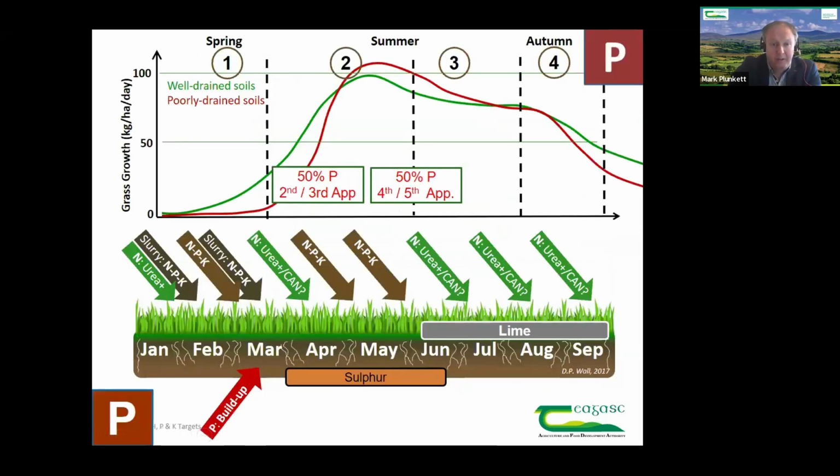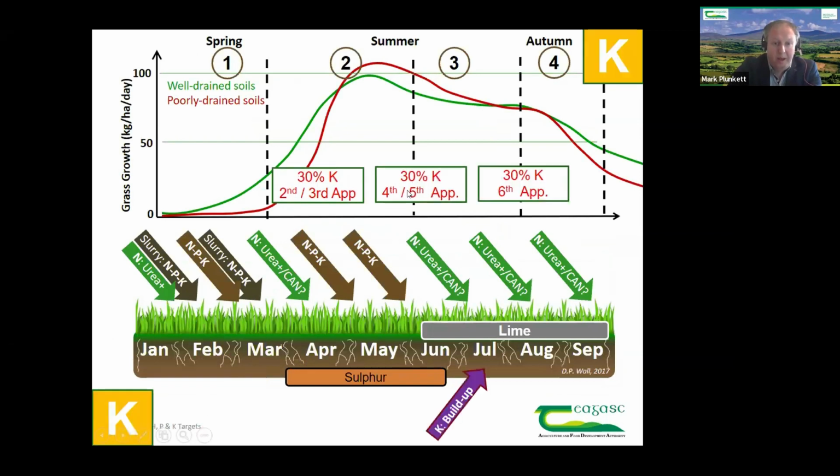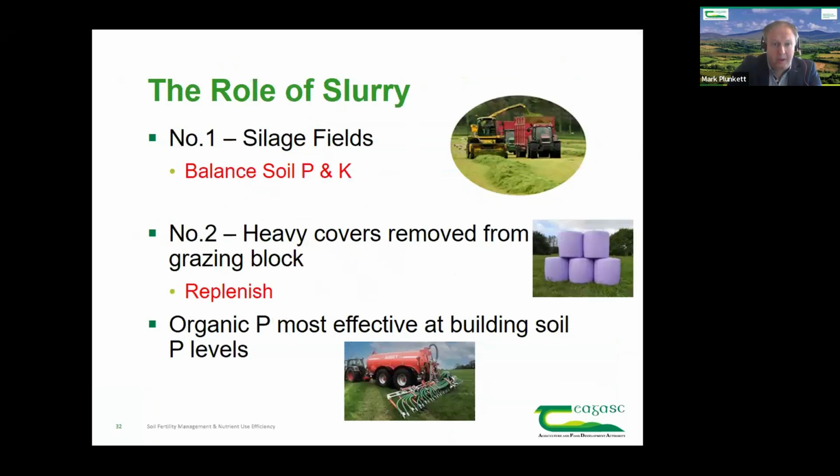In terms of phosphorus then, if you ask me when should I apply my phosphorus, the advice in terms of grassland is you're putting out 50% in the early part of the season, in your second or third round, and the remaining 50% in the fourth or fifth round. In terms of potash, my advice is you put out maintenance in the spring, about 30% of the K. You come back mid-season, about 30%, and then in the back end, another 30%. Look, Thomas will give us an update as regards what he's finding in his trials in terms of K.